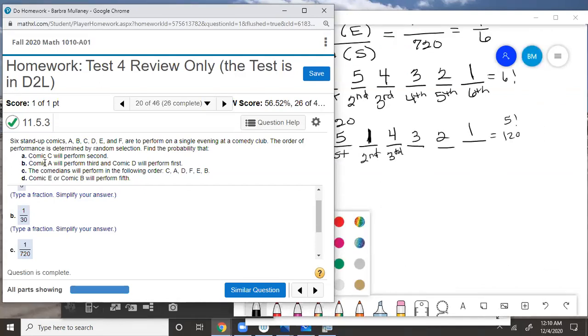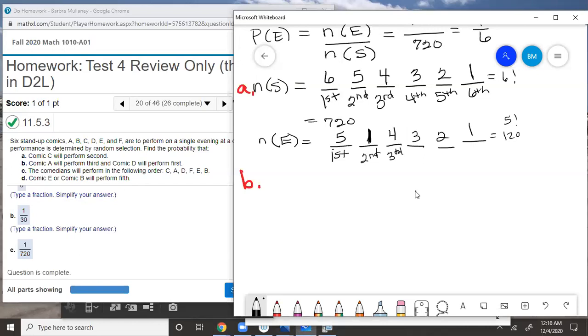In part B, we want to find the probability that comic A will perform third and comic D will perform first. So we only need to know what the numerator is in our probability. So we have 6 acts, right? First, second, third, fourth, fifth, and sixth.